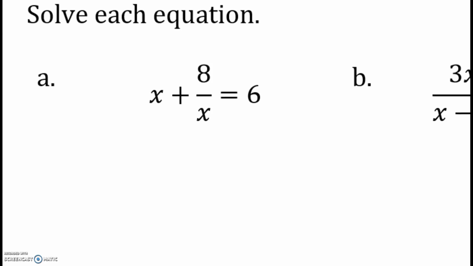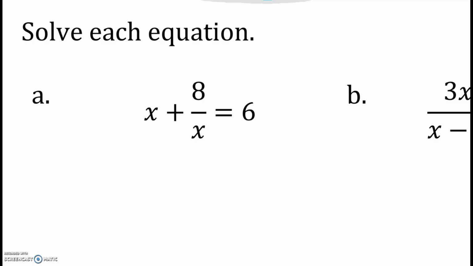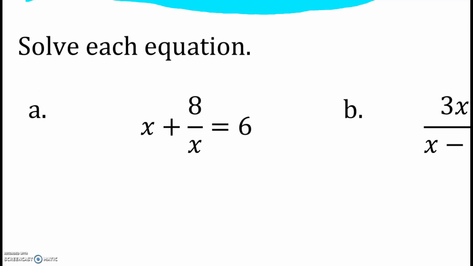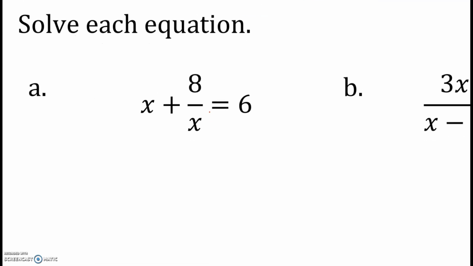To solve this rational equation, we're told we need to multiply every term in the equation by the least common denominator of any rational terms. So here I have a denominator of x on the bottom. So I'm going to multiply every single term by that x. I'm going to take x times x, I'm going to take 8 over x and multiply it by x, and I'm going to take 6 and multiply it by x.